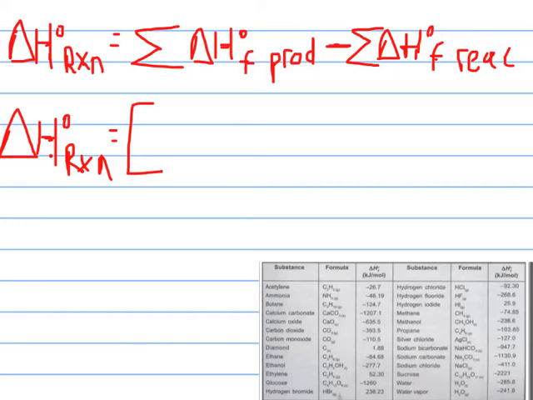All right, so it's the sum of the delta H of the products. What's the product in this case? Is there more than one or is there only one? Well, in this case, there's only one product, and that is water. And the delta H of formation of water, according to this chart down here, is negative 285.8. So I'm quite literally going to write that in right here: negative 285.8. My final answer is going to be in kilojoules, so it's not necessary to write anything besides that.